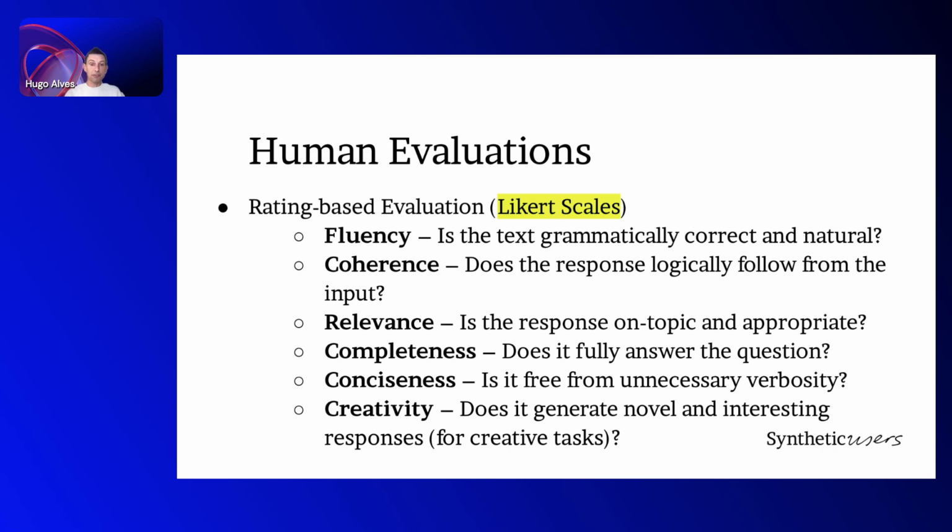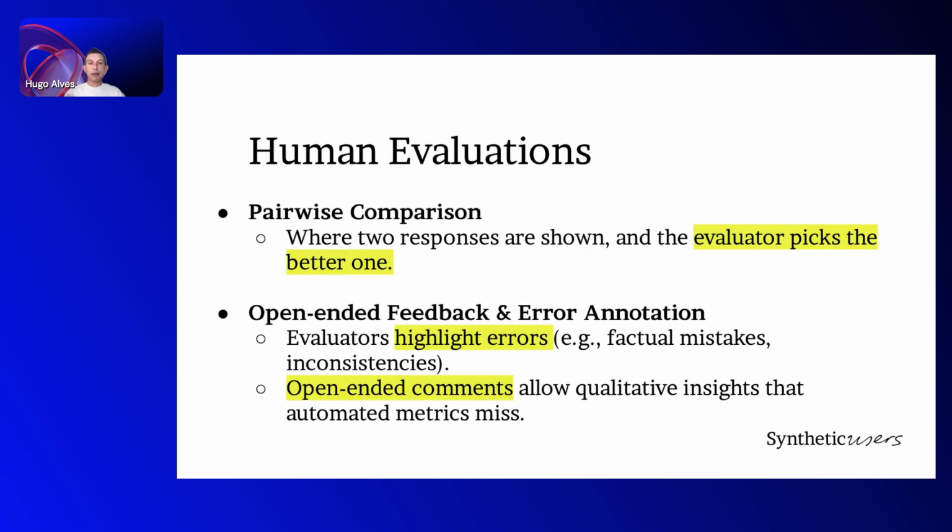And for other types of tasks, you can also have humans rate stuff like creativity or diversity. So this is where you ask humans to rate the answers of a model from 1 to 5 or 1 to 7 or whatever scale you want. Another type of human evaluation is what's called pairwise comparisons. So essentially, for the same question or for the same task, you have the model generate two different answers, and then you have the evaluators pick which one is the best.